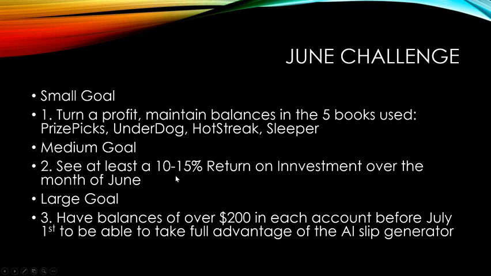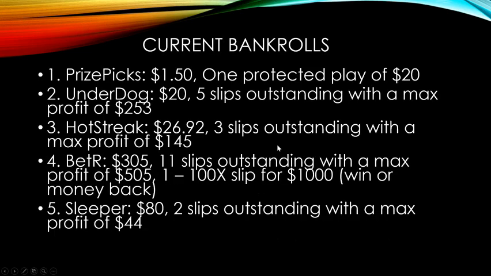Medium goal, see at least a 10 to 15% return on investment over the month of June, boosting up my balances enough to be able to do a little bit more work in July. Large goal, having balances of over 200 in each account. Ideally, I want to get them to like 400, because then I can really take advantage, like I am in Better right now, and I'll show you where I'm at in Better. And then I can also take full advantage of the AI slip generator and put in every slip instead of having to pick and choose the ones I do.